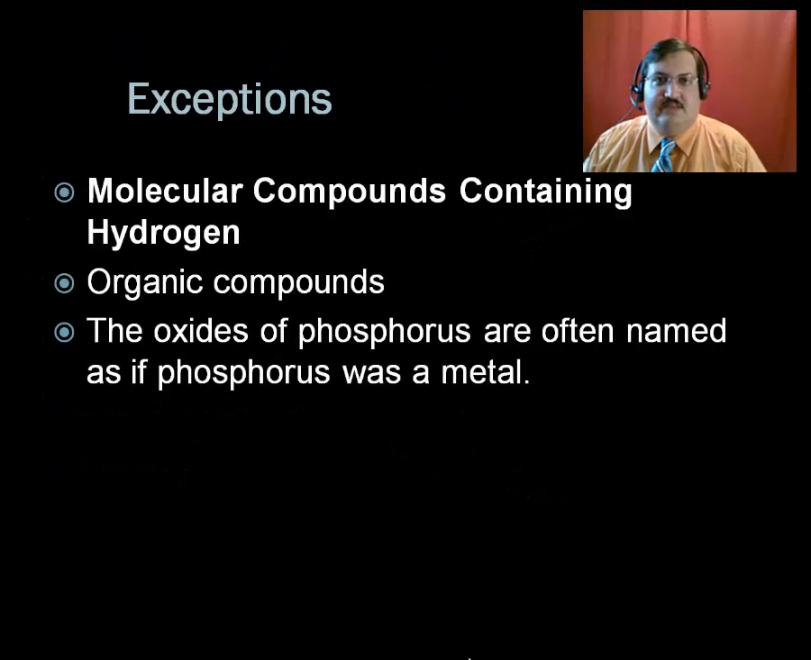A couple things that were not covered by the rules in this video are molecular compounds containing hydrogen, which would be a later video, and organic compounds, which would be a much later topic. Oxides of phosphorus are often named as if phosphorus was a metal. So you would get phosphorus(IV) oxide using the Roman numeral.